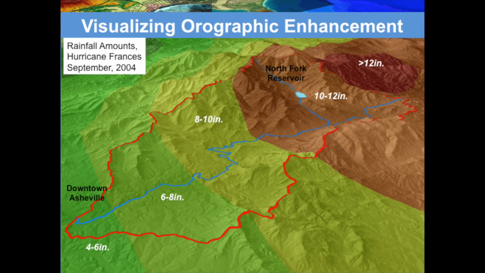Jim showed this in his talk first thing this morning, but again, it's just this idea of trying to communicate this idea of orographic enhancement. And again, down here in the valley, we may not get as much rain as they do in the upper reaches of the watershed, often due to just precipitation moving up and over these ridges and mountains.